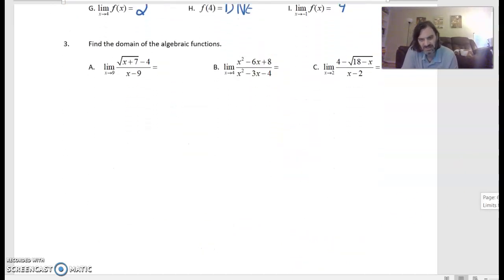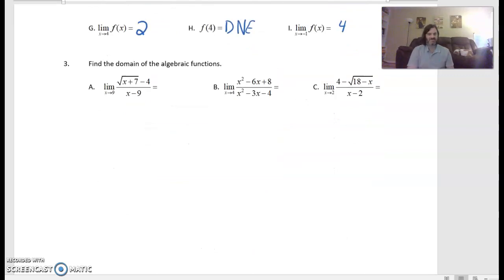Okay. Then we got a couple problems here from algebraic functions. So we're going to find the limit. The first one, A, is the limit as x approaches 9 of the square root of x plus 7, minus 4, all over x minus 9. So if I plug 9 in there, I get square root of 16, which is 4, minus 4 over 9 minus 9, so I get 0 over 0. So we're going to handle this with a conjugate.